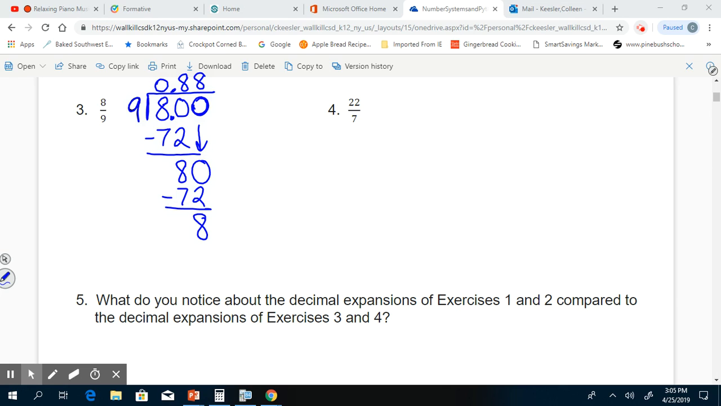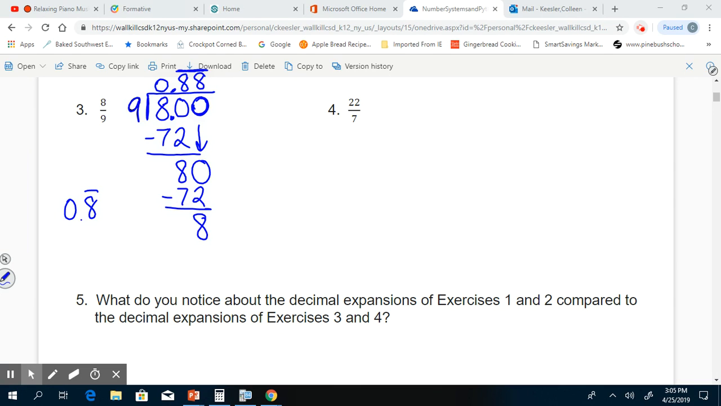So hopefully that's a reminder that this is going to be a repeating decimal. So I don't have to keep on going. I could just express my answer as 0.88 repeating, or just 0.8 repeating. Remember, the bar over the number shows that it repeats.